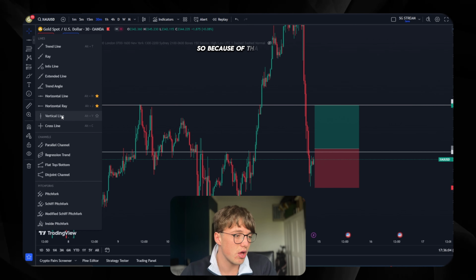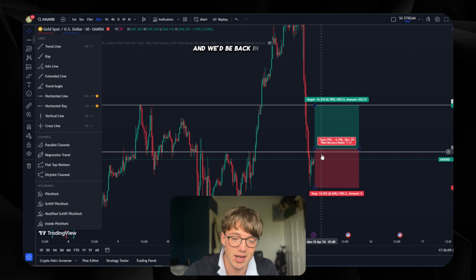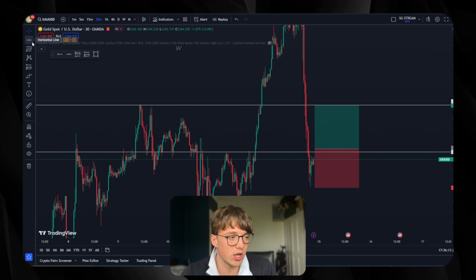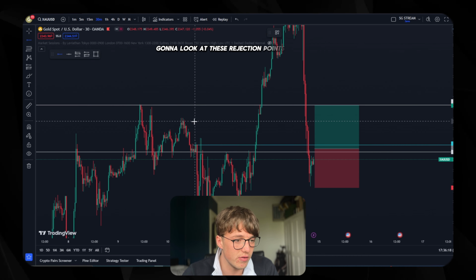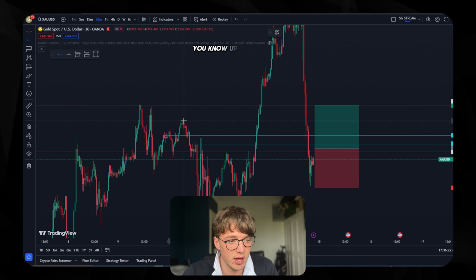So because of that, there is a possibility that price can reject at those levels again, and we'd be back in a loss or stuck in drawdown for a while, and we don't want that, right? So what we're going to do is come and put our level. I normally use these blue lines. We're going to look at these rejection points over here. We've got one here, and we've got a couple up here like this.